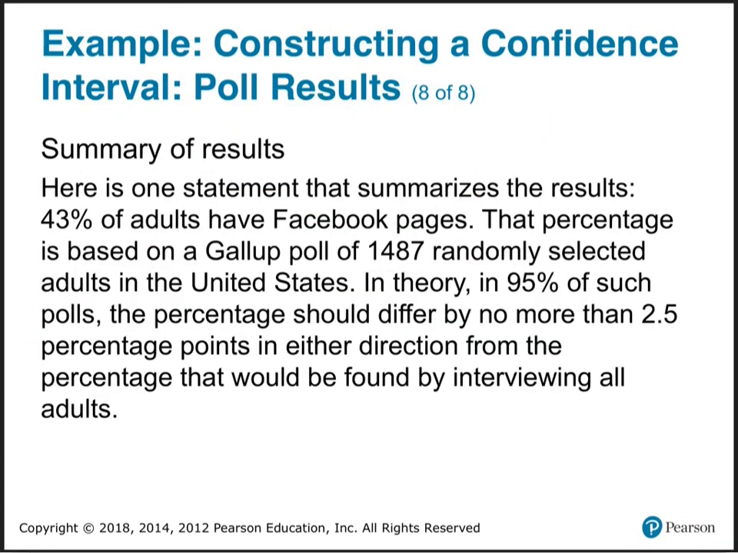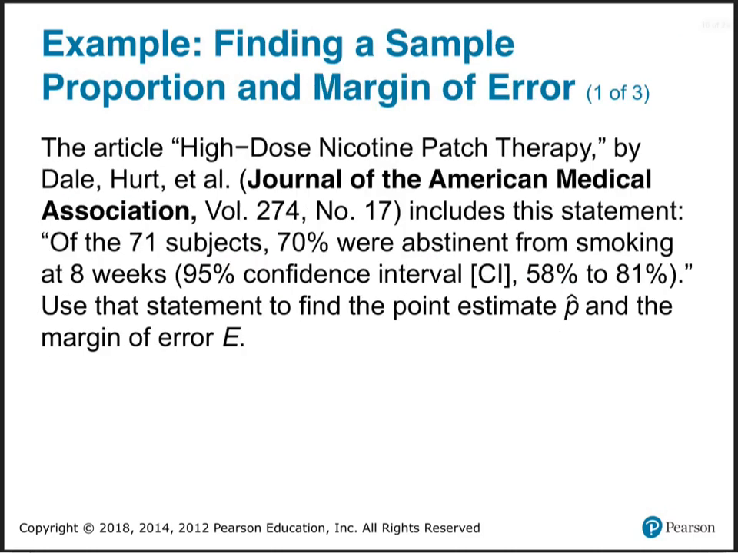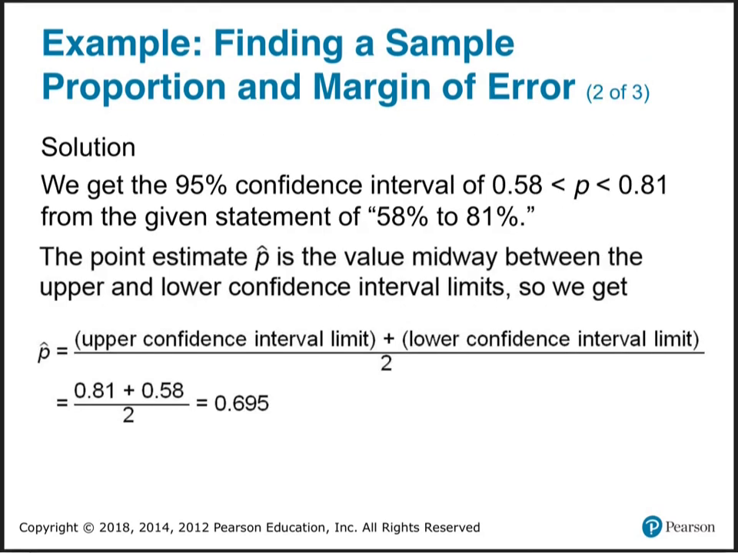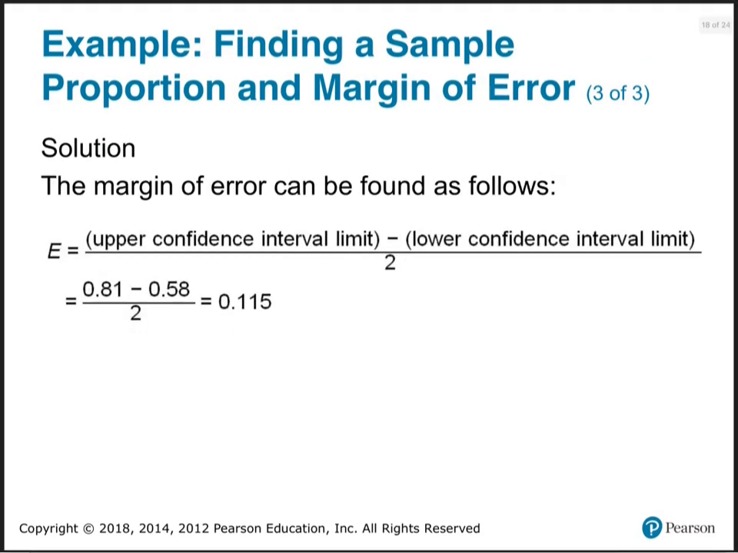All right. So, and there's the summary of the results. Yeah, that was the United States Gallup poll, 43%, 95%. In theory, 95% say that. So, all right, high-dose nicotine patch therapy, and so on. So it's another example. Let's skip that.